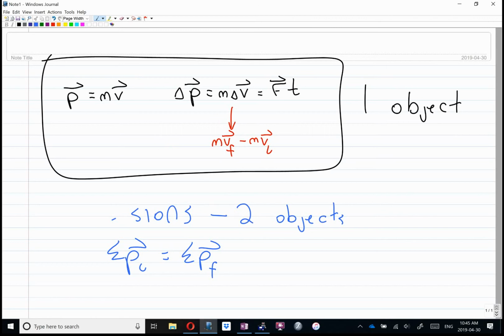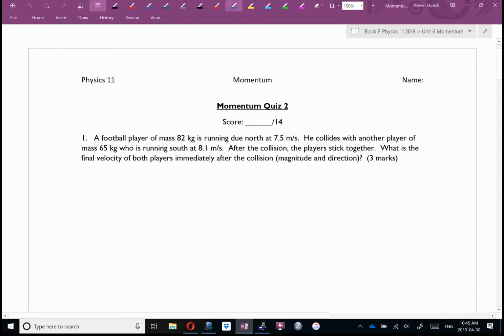So these are the three approaches. These are for one object. This is for a collision or an explosion, two objects. So I see two objects. This is probably going to be conservation of momentum.